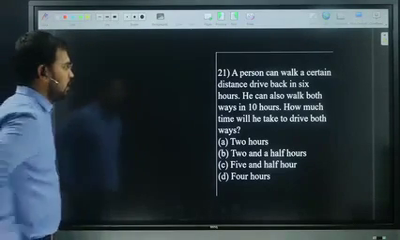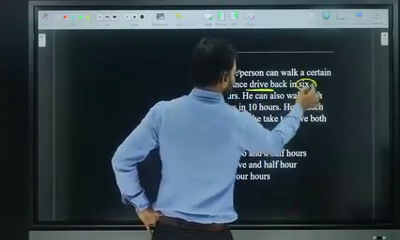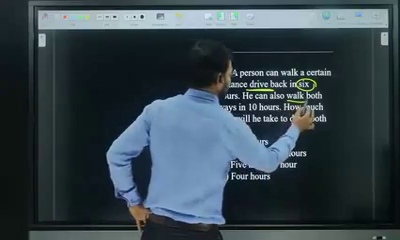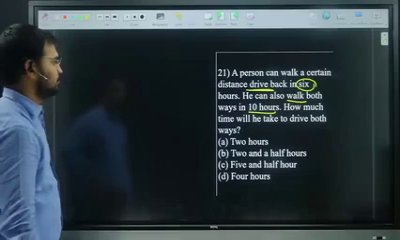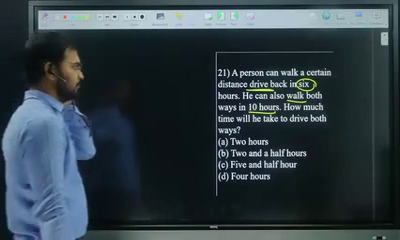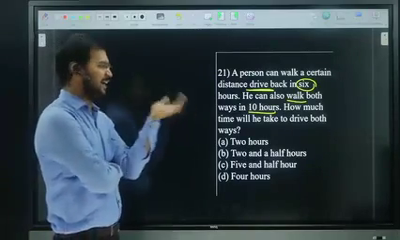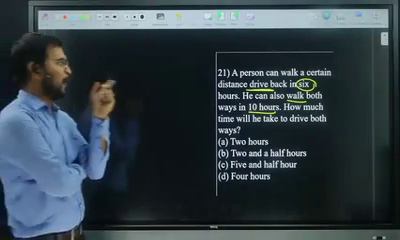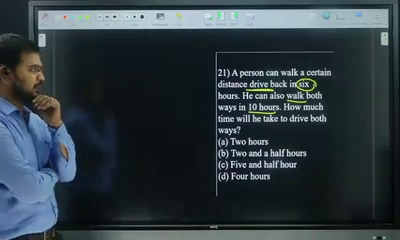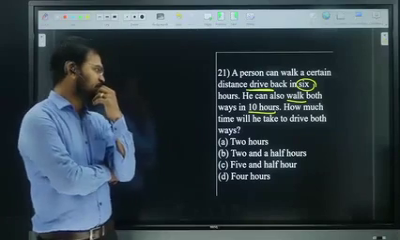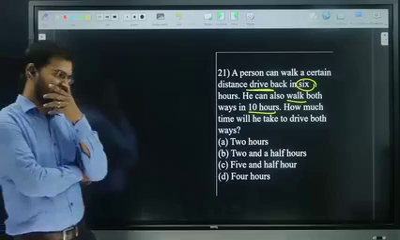If you go for drive, it will take 6 hours. If you walk, it will take 10 hours. I already told this one. One way walk plus one way drive is 6 hours. Both way walks is 10 hours. They're asking both way drive, how many hours? What is the answer? Anyone?